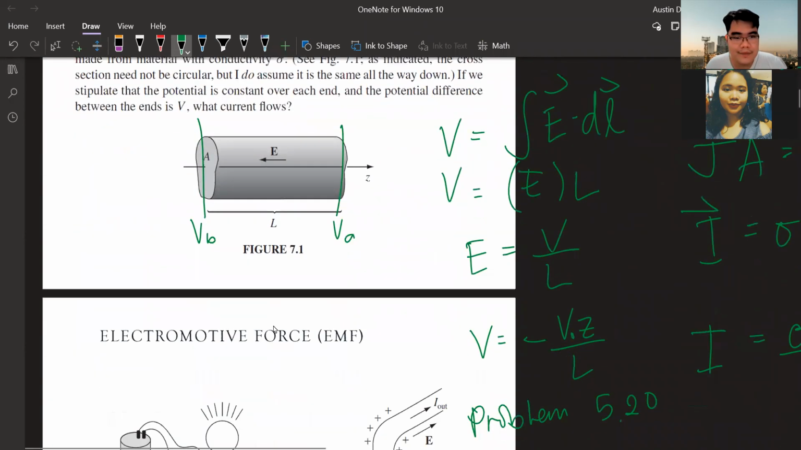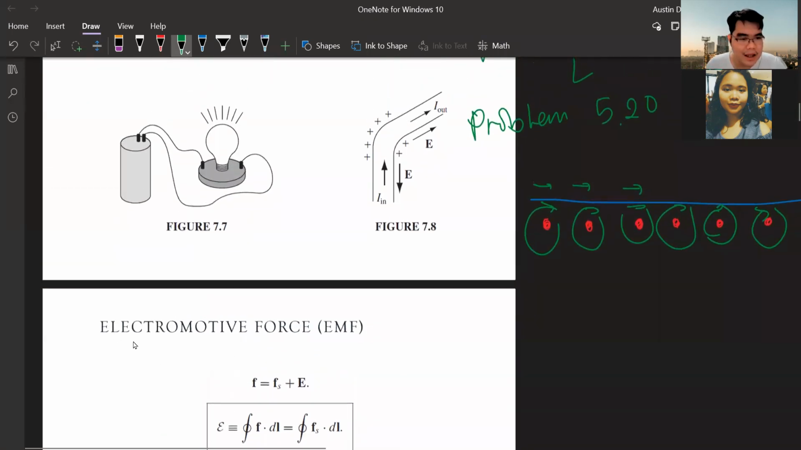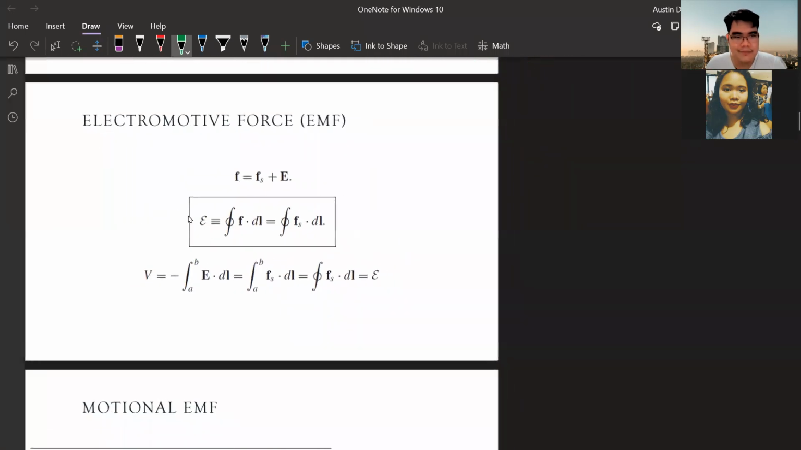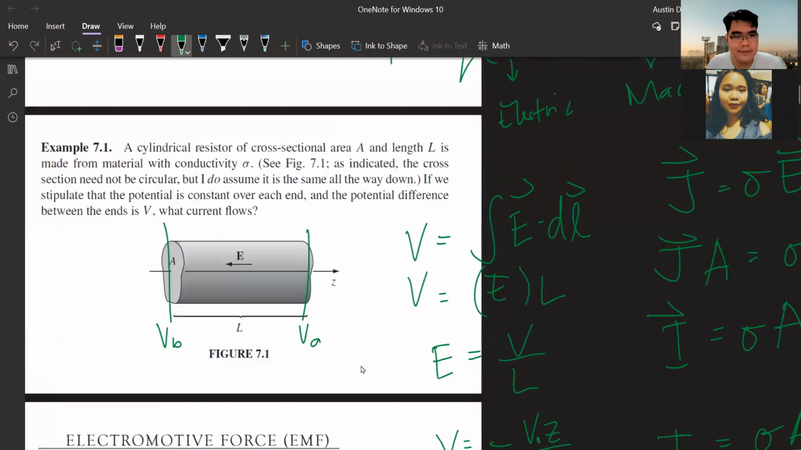Okay. Going back. So, ipunta natin ngayon yung electromotive force. So, what makes the world go round? What makes the charges go around here? Okay. So, di ba ang force ay QE? So, pwede natin sulatin yung force per charge as E.